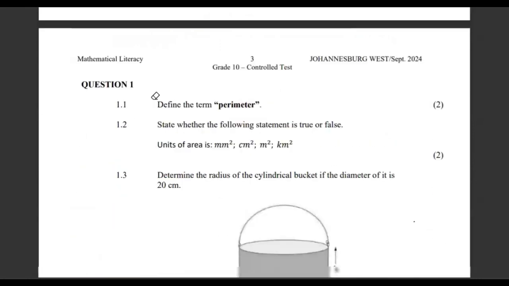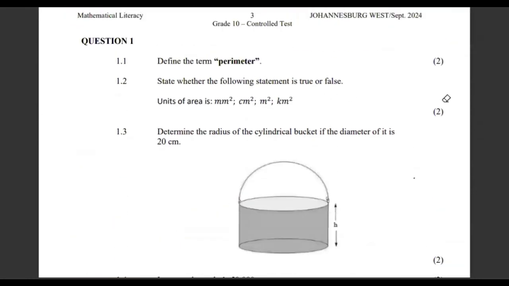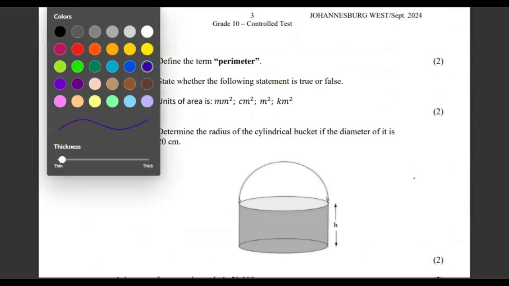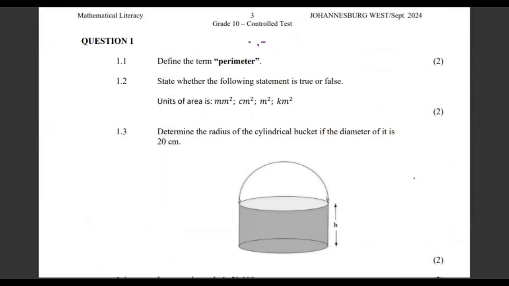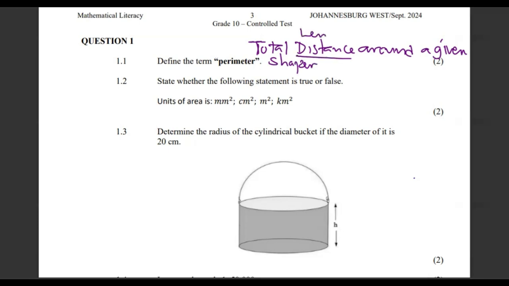All right, we look at question number 1, which says determine the term perimeter. The answer for perimeter could be the total distance around a given shape. If you don't want to say distance, you can say total length, as long as you know what you're looking at. Total length, total distance around a given shape.